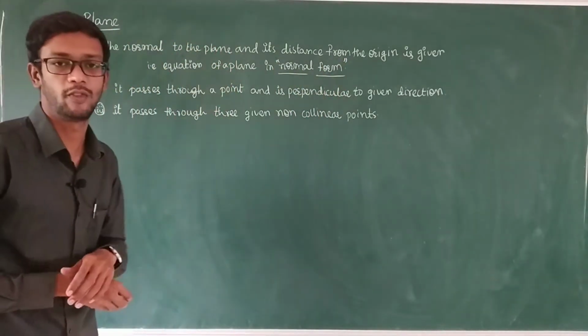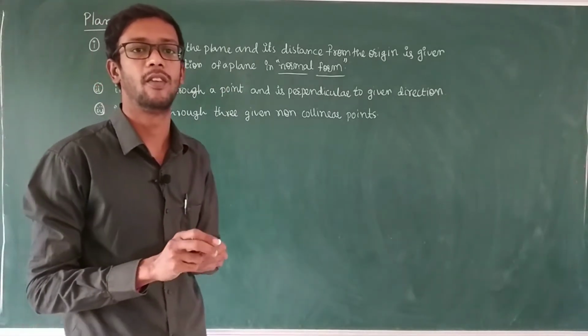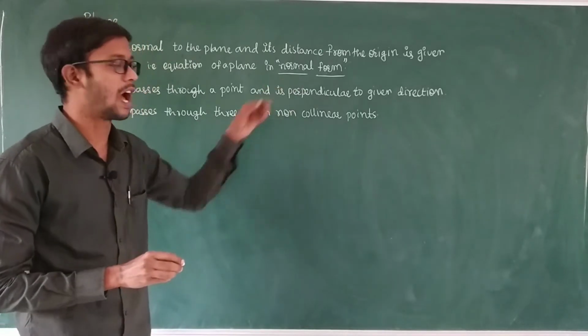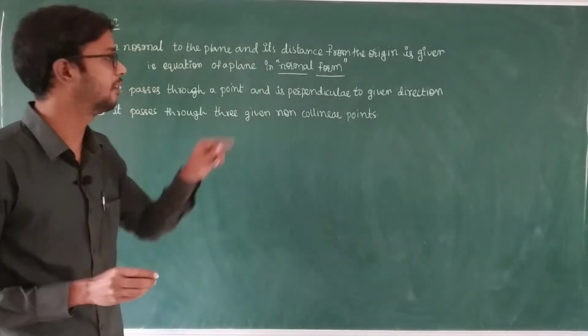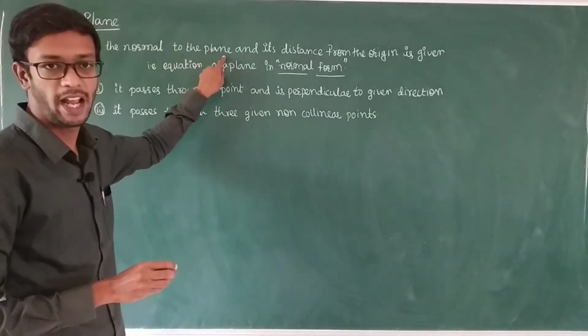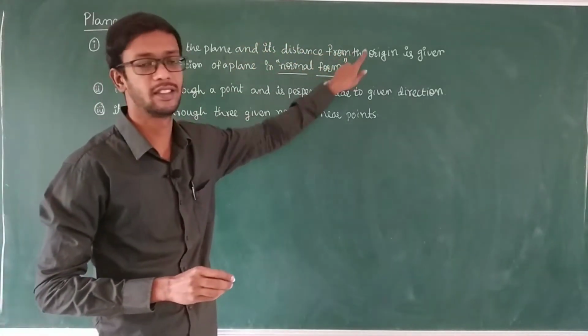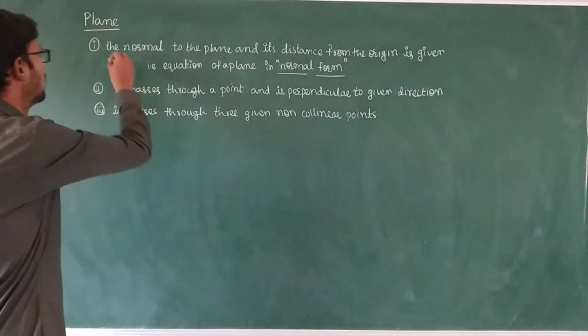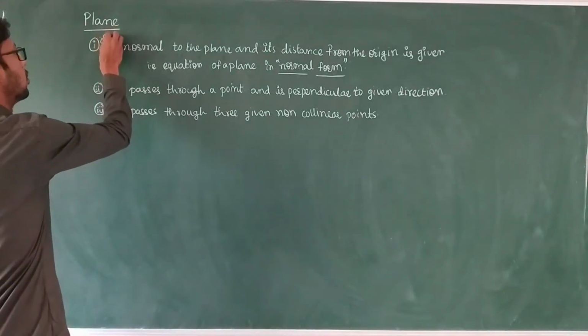Equation of a plane in normal form. In the exam also they ask: derive the equation of a plane in normal form. That means they will give the normal to the plane and the distance from origin to the plane also, and you have to find the equation. This is also one important 5 marks question.